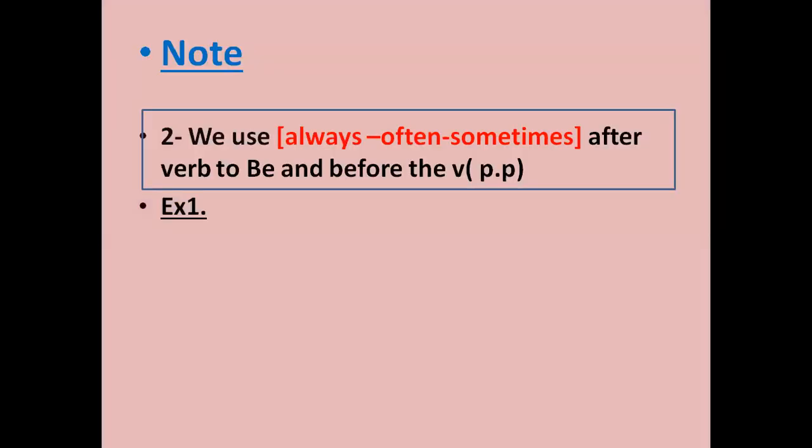Next, take care of this note. We use always, often, sometimes, after verb to be, and before the past participle of the main verb. Look at this example. I always drink milk. Change into passive. The subject is I. The main verb is drink. The object is milk. So to change this sentence into passive, we start with the object, milk.